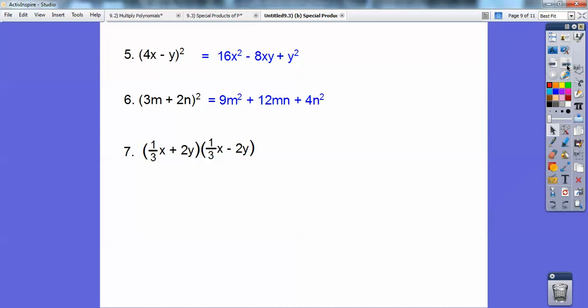Fractions. Square 1/3. You guys can do that. 1/3 is 1/9 when I square it, so it's 1/9 x squared minus 4y squared. It's easy, you guys. You can do this, all right?